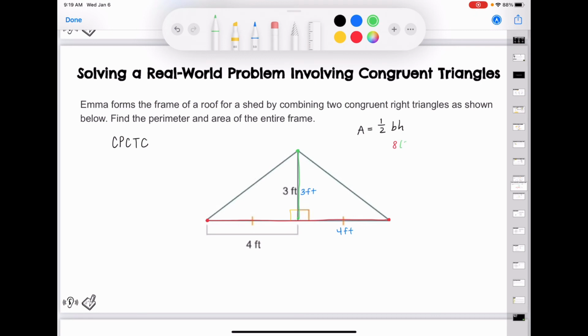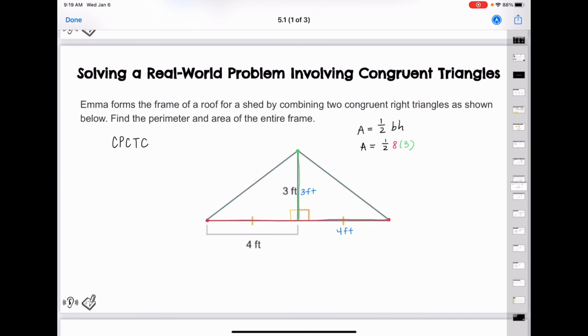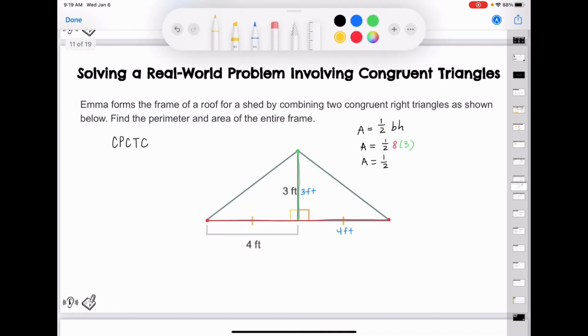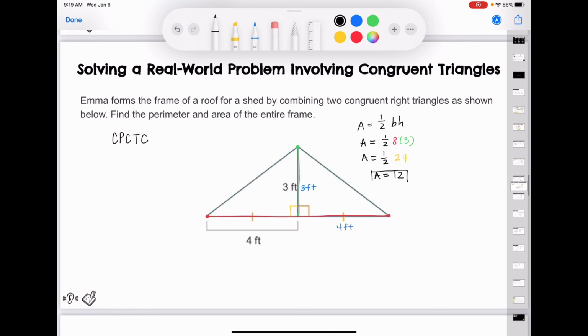So we have 3. And so we would take 8 times 3 and then divide it by 1/2, or multiply it by 1/2. Either way works best for you. So basically, doing that, we would go A is equal to 1/2. This becomes 24. 1/2 of 24 is 12, so our area is equal to 12.